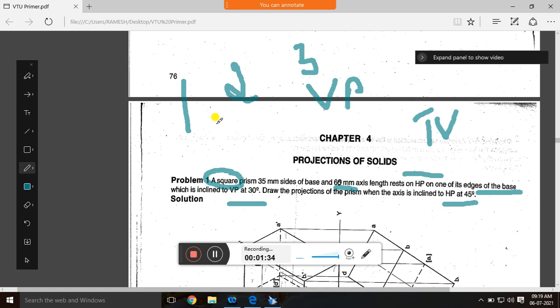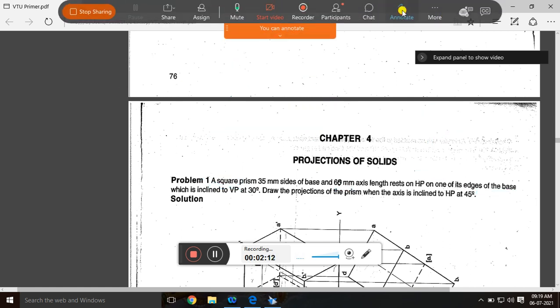Whatever the resting edge in the second position, the same edge is resting in the third position, so it is the normal method. If the axis were inclined in the third position to VP, then we would go with the locus method, that is the beta angle. But here it is not the axis angle, it is the same edge that is inclined, so you have to go with the normal method in the third position. So first position, top view with a square and edge condition; second position, HP inclination of the axis; and in the third position the resting edge is inclined, so it is a normal method. Okay, we'll start the problem.